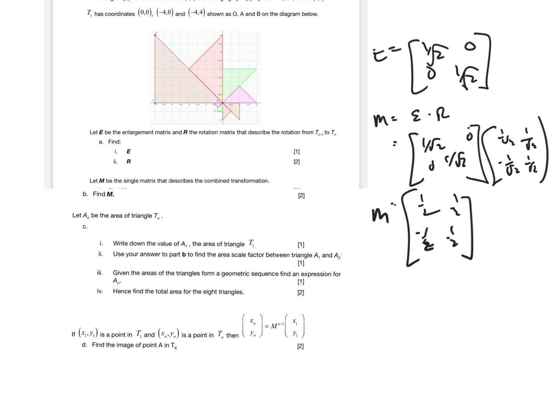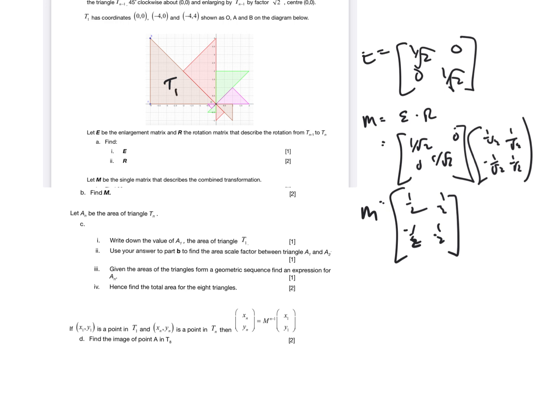Okay, and so then if we look at C part, it says let AN be the area of triangle TN. Well, this is triangle T1, so the area of this is going to be A1, and so on and so forth. So A is the area for the various triangles. So write down the value of A1, the area of triangle T1.